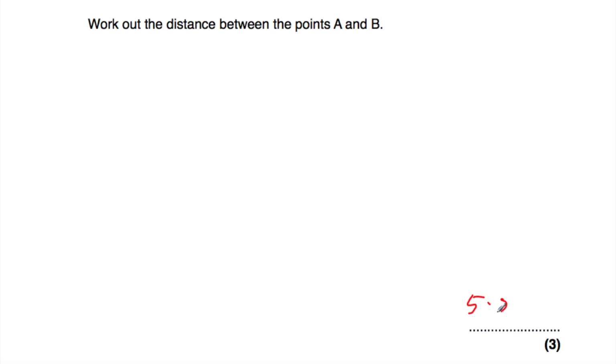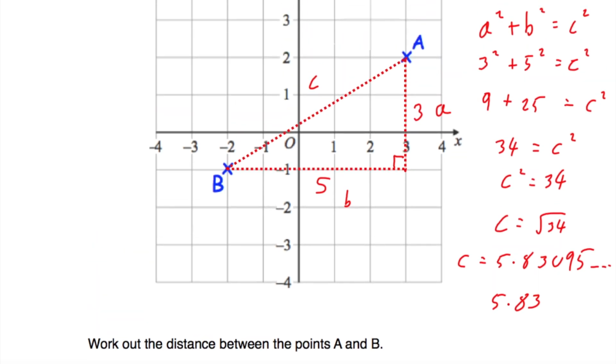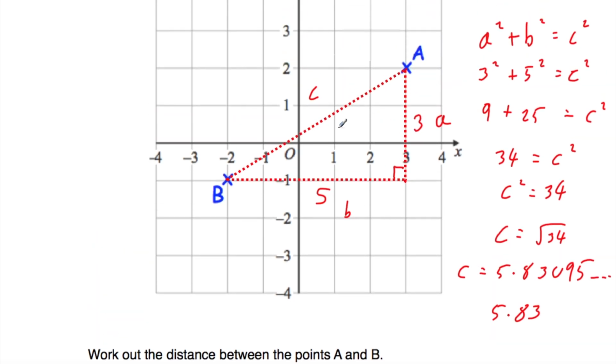5.83. Now in terms of this question, it's not measured in centimeters or anything like that because it's just a grid. It's 5.83 units. I'm just going to leave it as 5.83 and that's it. So the distance between those 2 points is 5.83, and we use Pythagoras' theorem to work that out. Okay, let's look at our next question, question number 2.